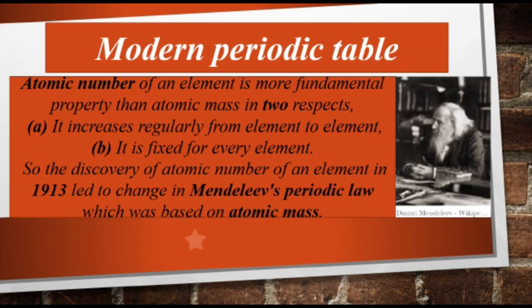Modern periodic table. As we know, the previous periodic table was formed on the basis of atomic mass, which was given by Dmitri Mendeleev. But now the modern periodic table is based on atomic number, which was given by Henry Moseley in 1913.